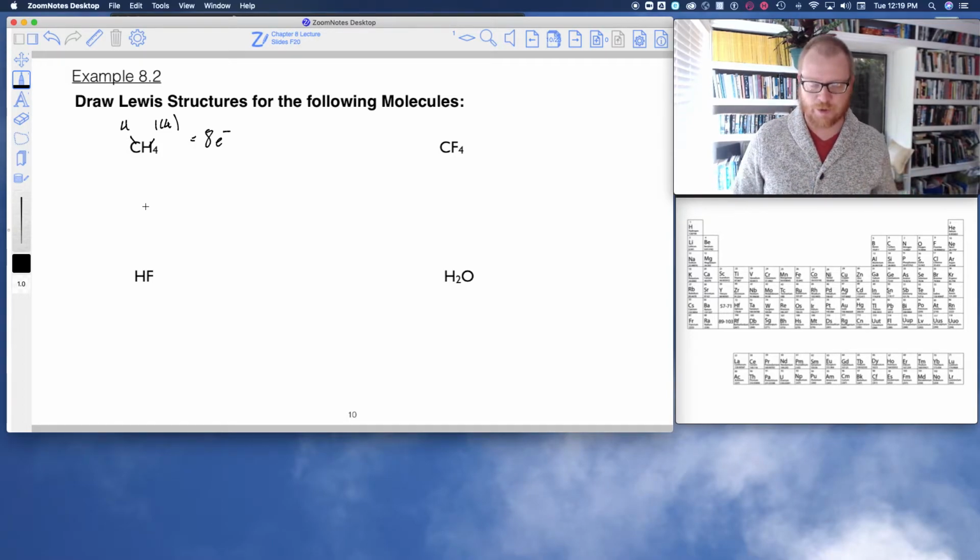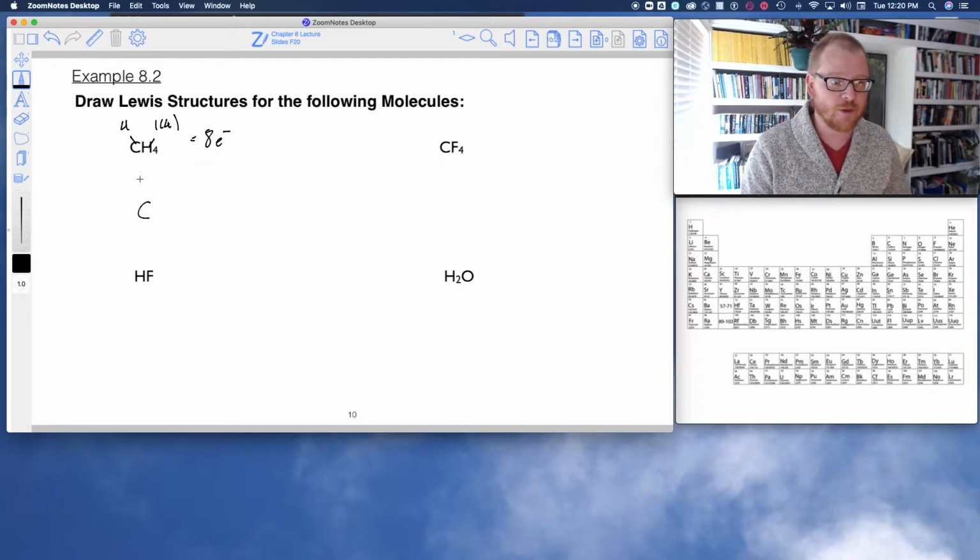So 99.99% of the time, hydrogen is not going to be the central atom. But carbon almost all the time makes the central atom because carbon has a lot of bonding capacity. So I'm going to put carbon in the middle as the central atom, and I have 4 hydrogens that I'm going to surround it with: hydrogen, hydrogen, hydrogen, hydrogen.